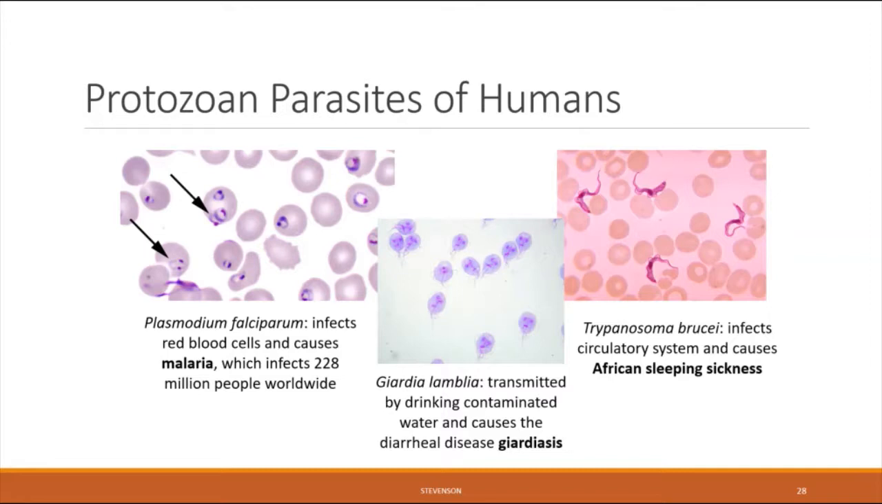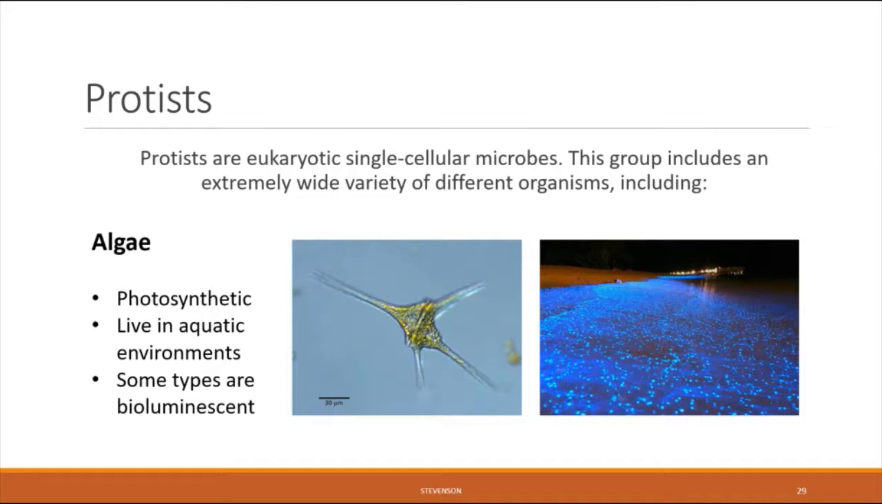Trypanosoma brucei is another protozoan parasite which infects the circulatory system. You can see in this image right here, we have the red blood cells again, but in this case, the trypanosomes are not inside of the red blood cells, but rather outside of them. This type of infection causes the disease known as African sleeping sickness. So that was protozoa, which is only one type of protist.